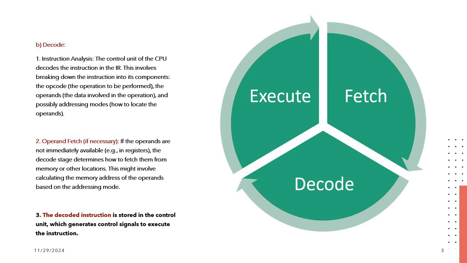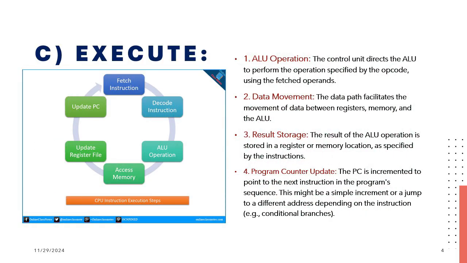The next step is the execute. ALU, that's the arithmetic logic unit operation. The control unit directs the ALU to perform the operation specified by the opcode using the fetched operands. Data movement. The data path facilitates the movement of data between registers, memory, and the ALU.